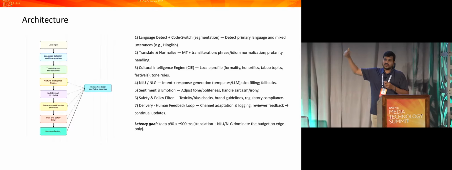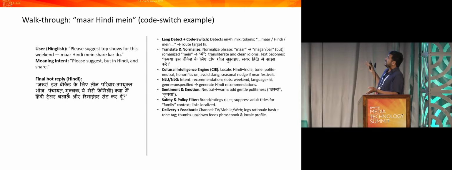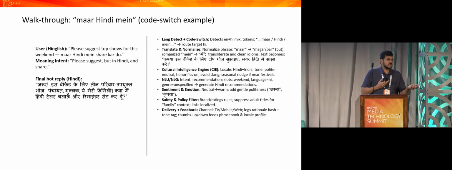So let's take this example. A user types in Hindi and English. He says, please suggest top shows for the weekend, "maar" in Hindi. In Hindi, maar means hit. So if my chatbot is not understanding it better, it would treat it in a way like he's asking to hit somebody or abuse somebody. So it may take it in a negative way.